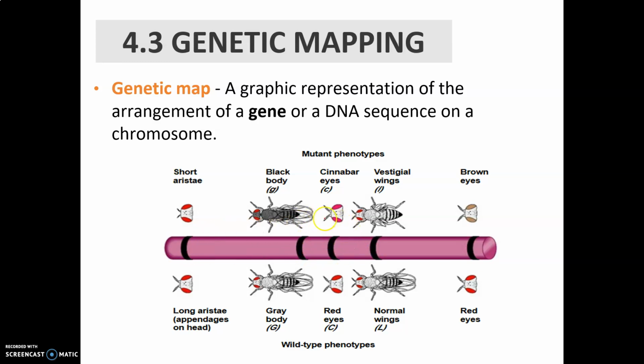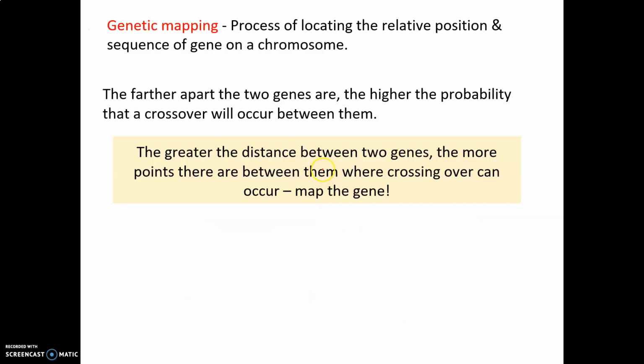And how do we represent this genetic location? We call it genetic mapping lah. Okay, yang ni saya dah explain tadi. The greater the distance between the two genes, the more points there are between them for the crossover to occur, and kita boleh map the genes lah.